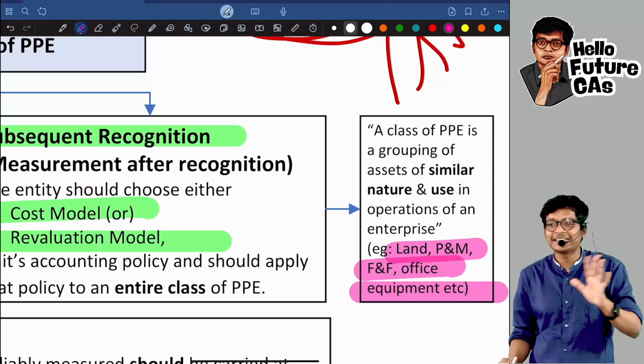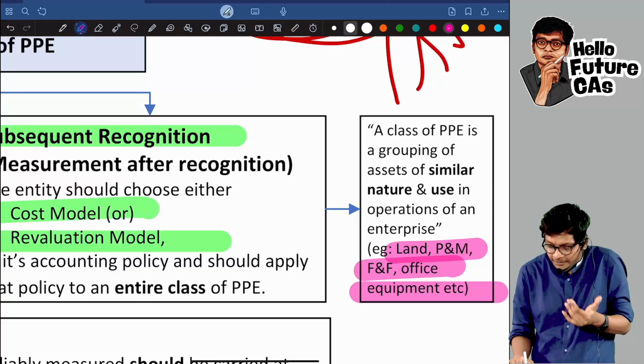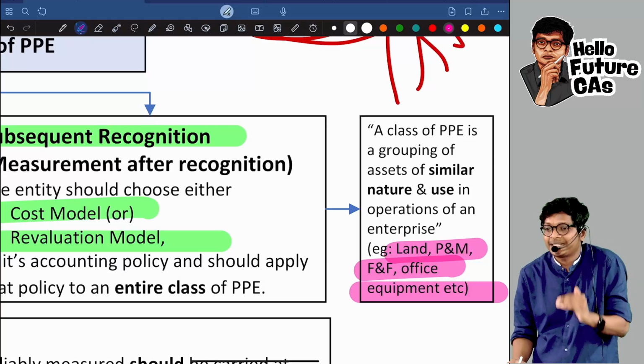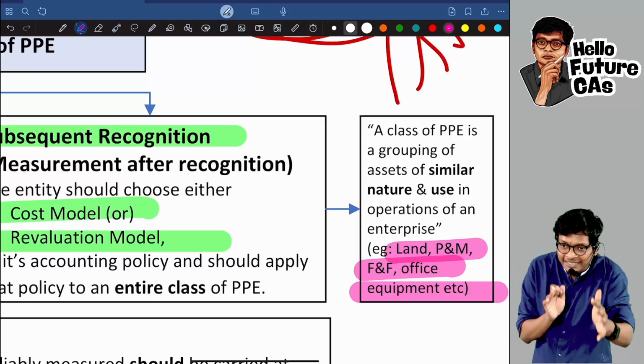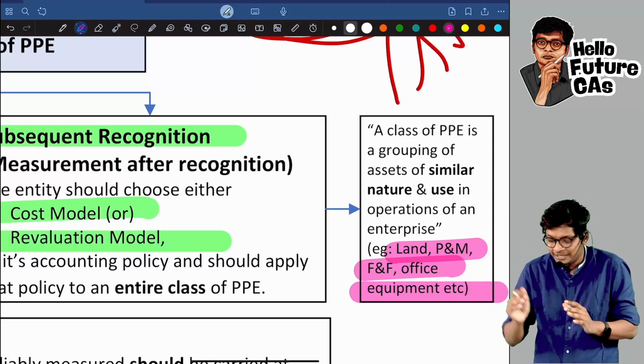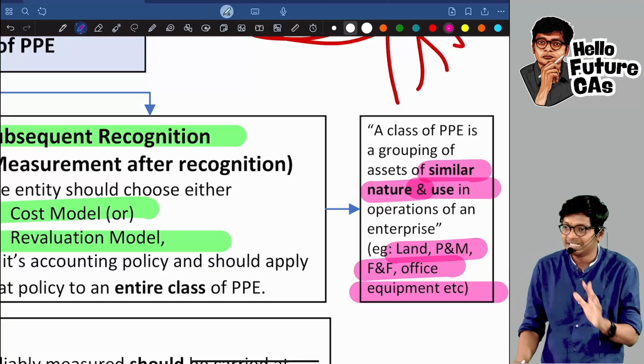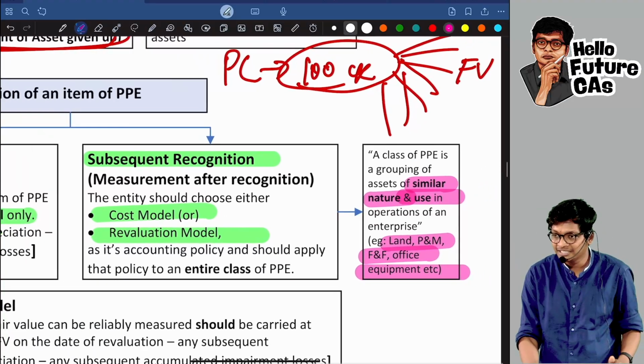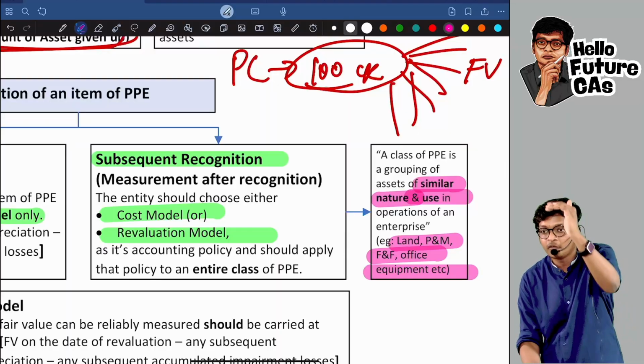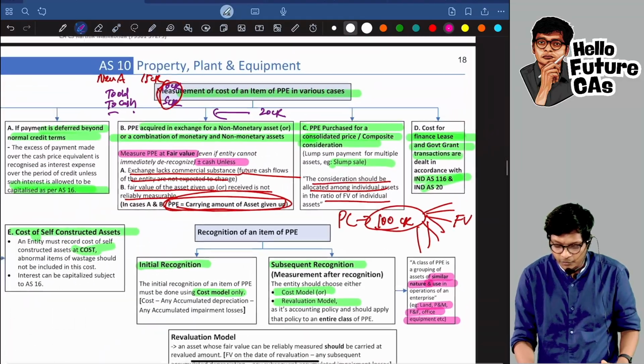Not necessary to do like that, guys. Within plant and machinery, I can have 3 sub-classifications. 1 plant and machinery in India, 1 plant and machinery outside India. If you can split them based on similar use and nature, then we can have different classifications and have different depreciation rates for each class of assets. Are you following, guys?